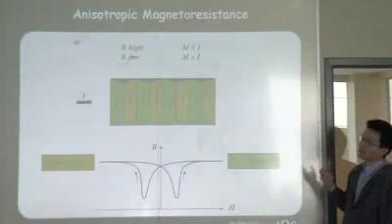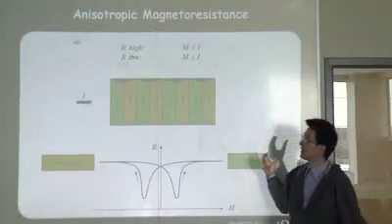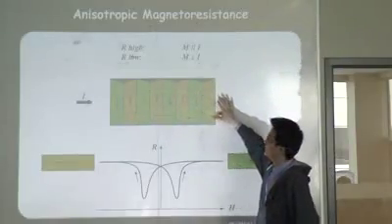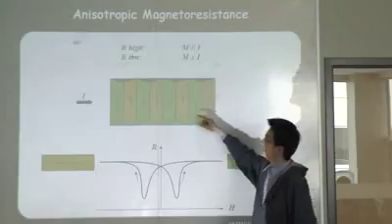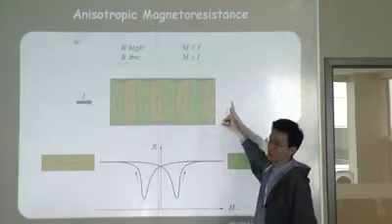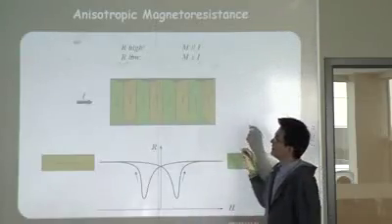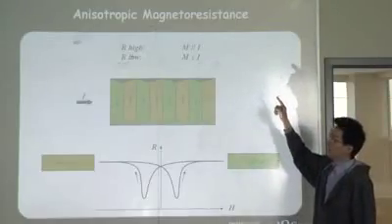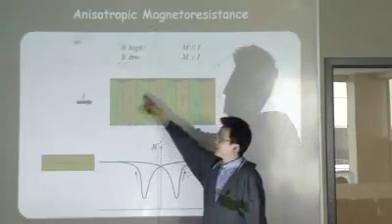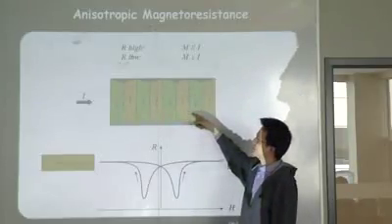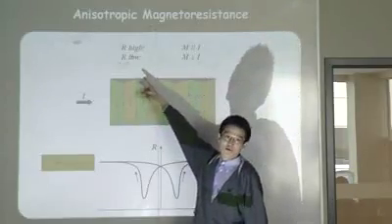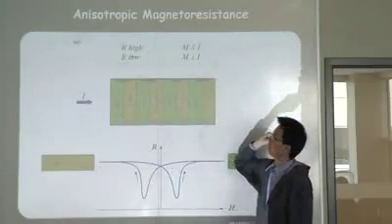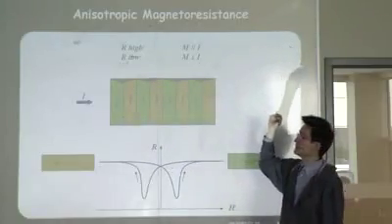Okay, now let's send in the current to such a device. In a real system, the domain structure will look more or less like that. You have a huge amount of domains along your structure. The basics for AMR is that if you send the current perpendicular to the domain configuration, you get the low resistance state. If you send the current parallel to these configurations, you get a high resistance state.